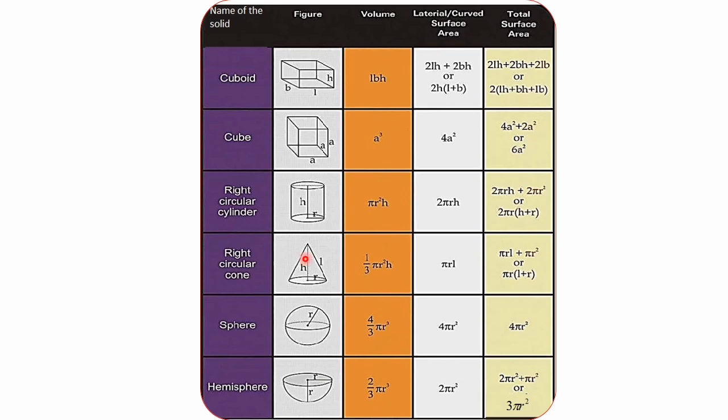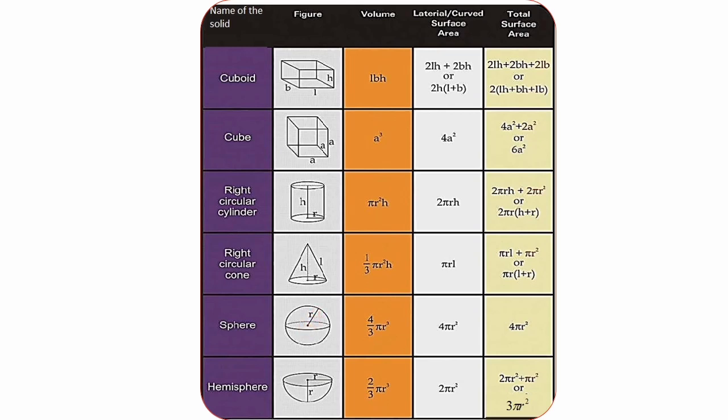Next one is a right circular cone. The height is represented by h, radius by the letter r, and the slant height by the letter l. Then the volume is 1 by 3 pi r square h. Lateral surface area or curved surface area is pi r l and the total surface area is pi r into (l plus r).